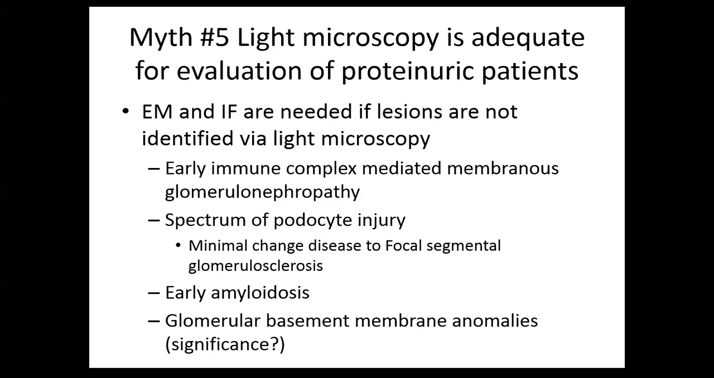Early amyloid, we've had a couple of cases where we couldn't pick up the amyloid on the Congo red stain or in any of our special stains, and then when we got to EM, we found the amyloid fibrils. So if it's fairly recent onset of amyloidosis, you might not pick it up with the light microscopy stains.